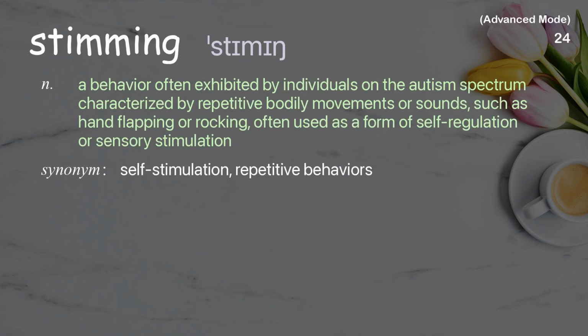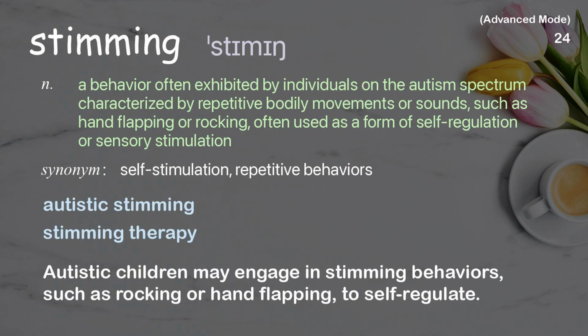Stimming. A behavior often exhibited by individuals on the autism spectrum characterized by repetitive bodily movements or sounds, such as hand flapping or rocking, often used as a form of self-regulation or sensory stimulation. Examples: Autistic stimming. Stimming therapy. Autistic children may engage in stimming behaviors, such as rocking or hand flapping, to self-regulate.